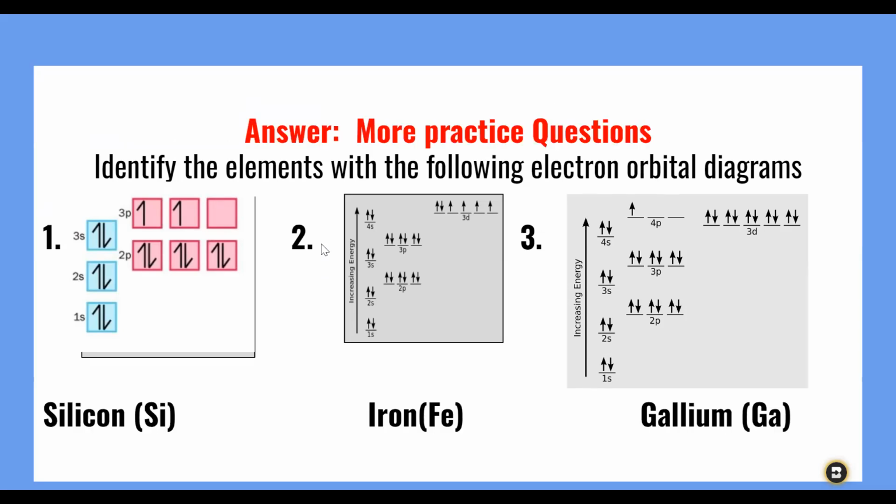So here is the answer. This is silicon. Why? Because 1, 2, 3, 4, 10, 11, 12, 13, 14. If you look in your periodic table, it has the atomic number of 14. That means the number of electrons is 14. Iron, we just did iron, 26.